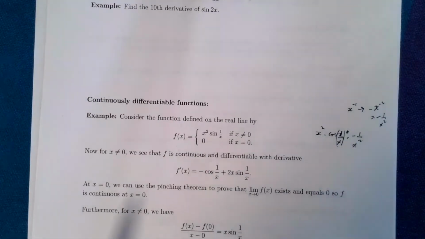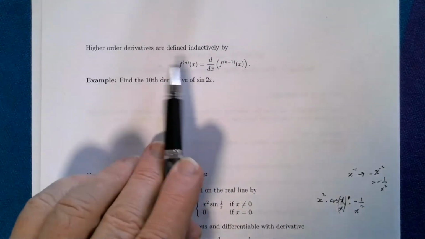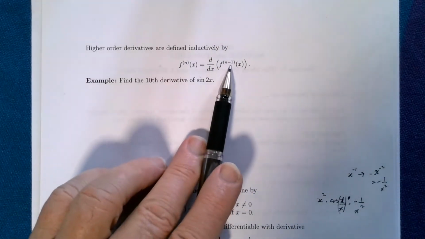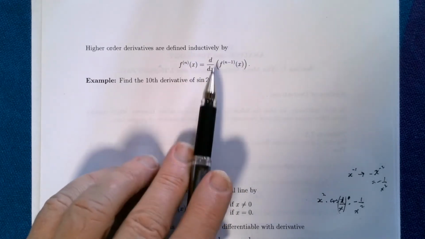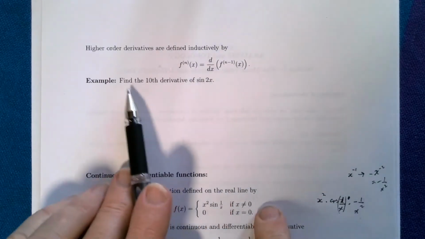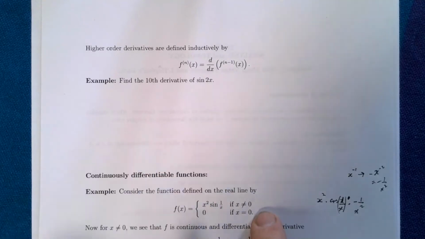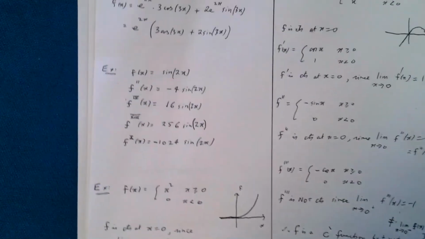Now higher order derivatives, of course, are defined inductively. So to get the nth derivative, you just take the n minus 1th derivative and differentiate once more. So the second derivative is just the derivative of the first derivative. As a simple example, we're going to find the 10th derivative of sine of 2x. So here's sine of 2x.